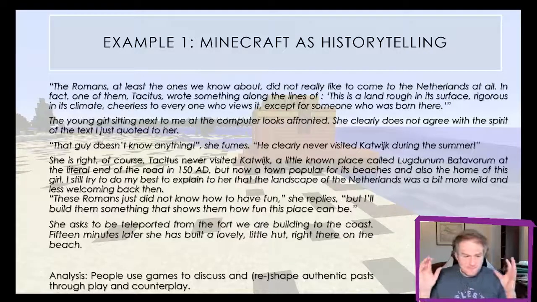And that is that often when we tell stories of the past, they are very authoritative. They're by authors, classical authors like Tacitus, or by your professor in university. But when you're playing, you become part of the story. You get to interact with it. And in fact, you get to counter parts of the story, as this girl was doing right here. She was saying, well, listen, Tacitus may have thought that, but clearly the Romans didn't know how to have fun in this particular landscape of ours that I know how to have fun in because I live here. And that's what she did, right? She literally showed by building a little beach hut how Romans could have had fun in the past.